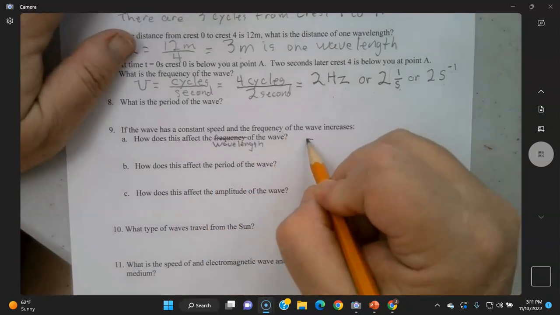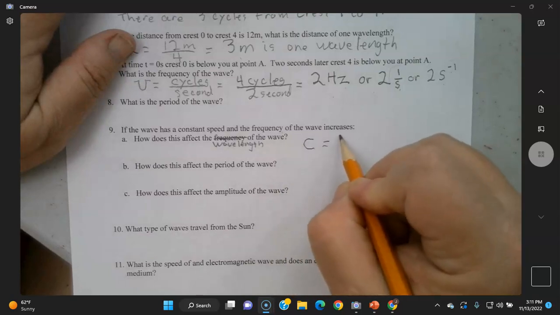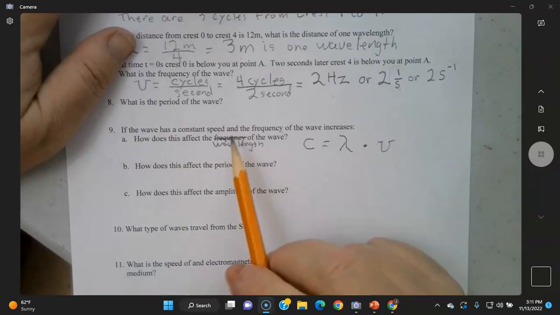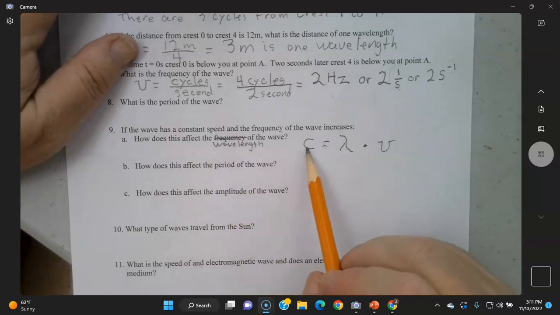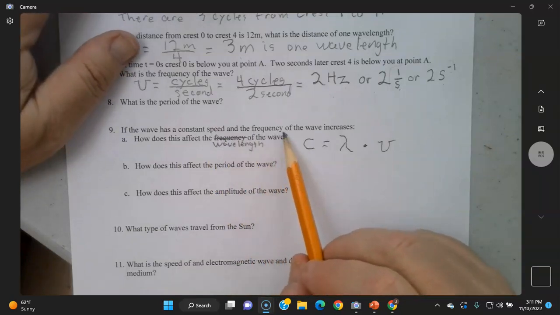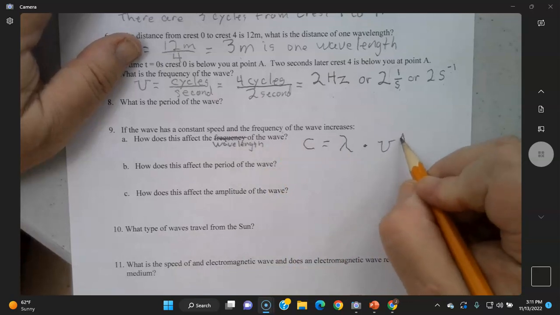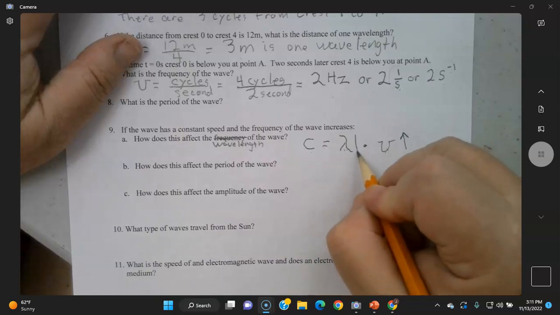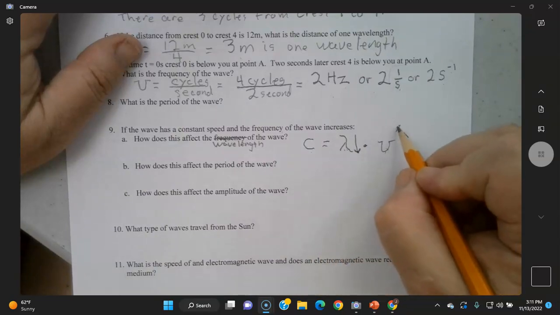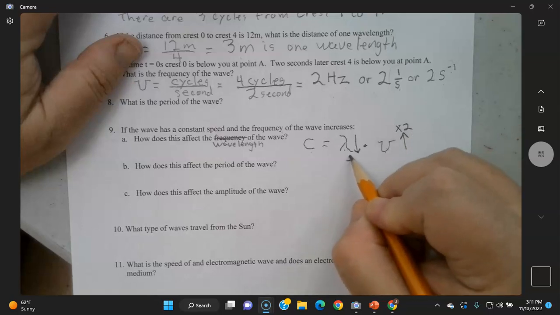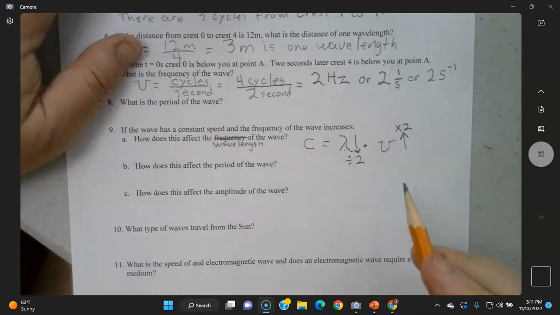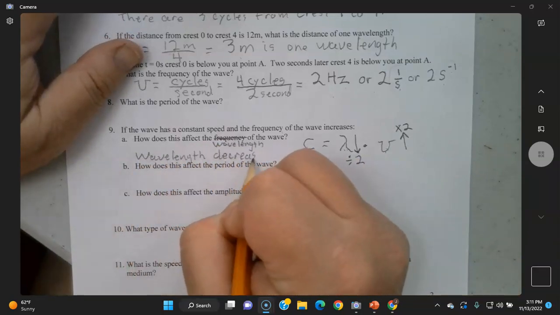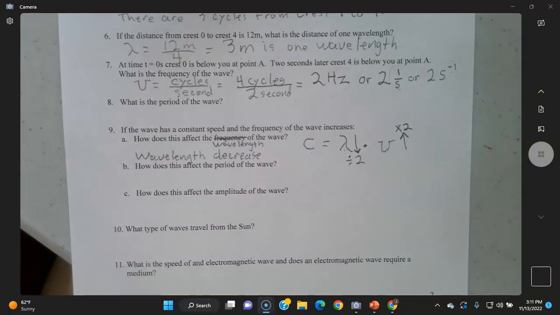Okay, so you use this. Remember that c is a constant equals lambda times nu, which is the frequency. So it says at constant speed, okay, and speed of light is constant speed, it never changes, and the frequency of the wave increases. So if this goes up, and these two numbers have to multiply to be c, then this has to go down. If you want to use specific numbers, if this goes up 2 times, then what you have to do is divide this by 2. Alright? So this goes up, so this goes down. So wavelength decreases.